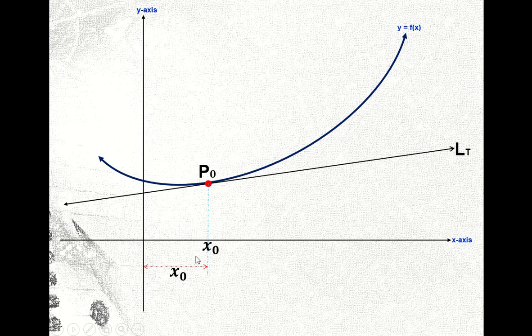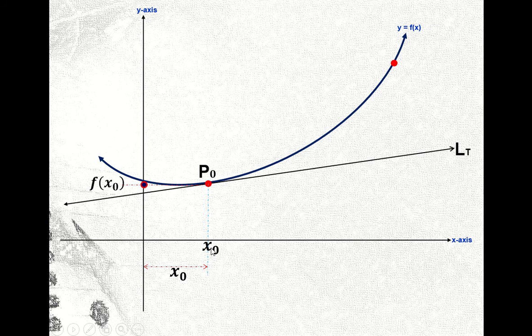Alright, now the value of the function, meaning the y value when x equal to x sub 0, is equal to f of x sub 0. Okay, so it means the height of the function, so we call it f of x sub 0. So the value of the function when x is equal to x sub 0.